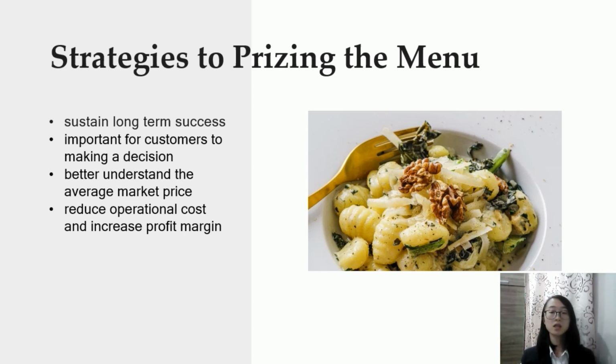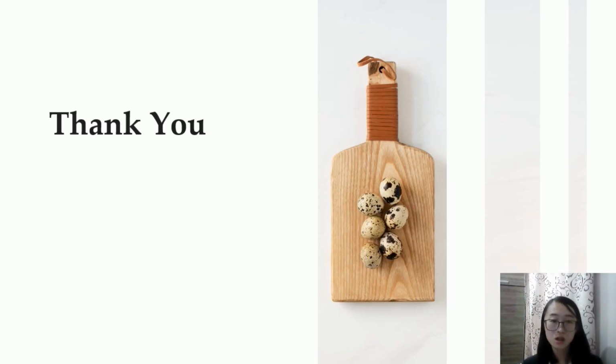And lastly, it is also critical to control the operation cost and increase the profit margin. So proper portioning is needed to help the pricing strategy, as well as avoid over portioning and waste of food.